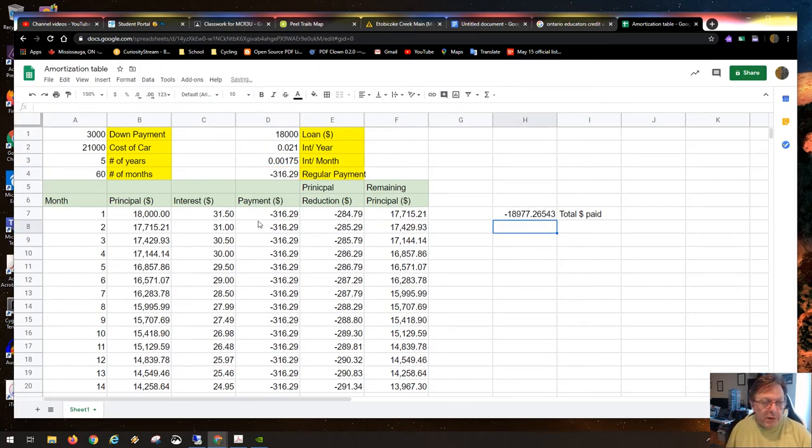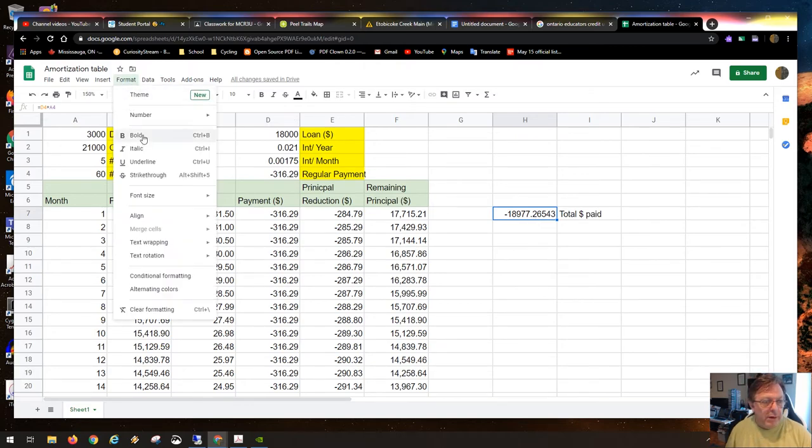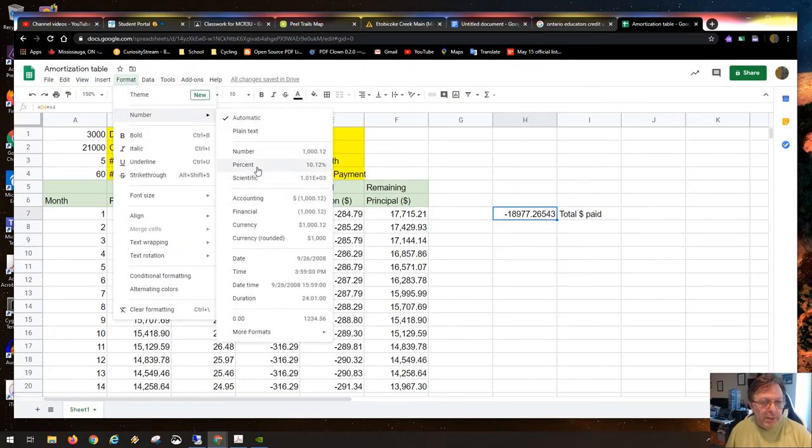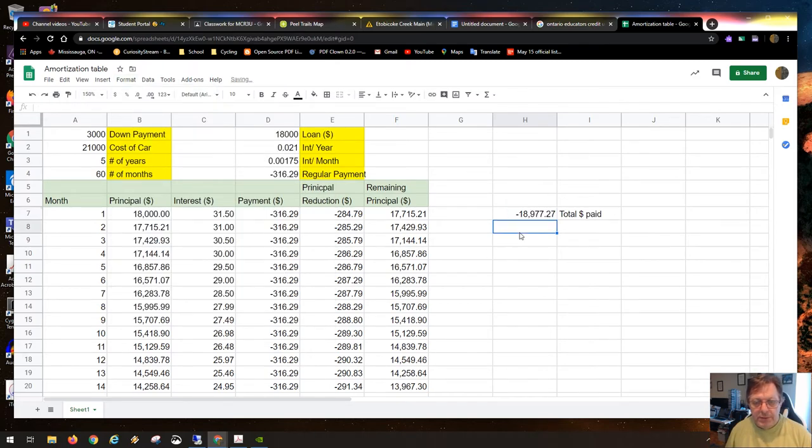You could take the sum of column D, like this whole column, and you should be able to come up with the same amount. And mind you, notice that this cell is not formatted. You'd have to go here and format these things each time. So notice that on a $21,000, well, on an $18,000 loan, you're paying $18,977, close to $19,000. So the bank is getting an extra $1,000 from your purchase of a car.